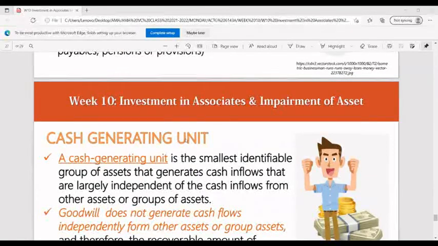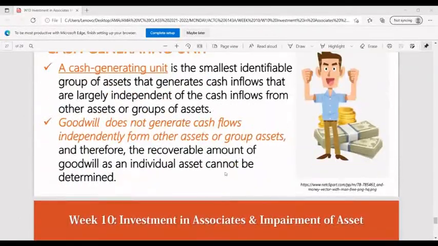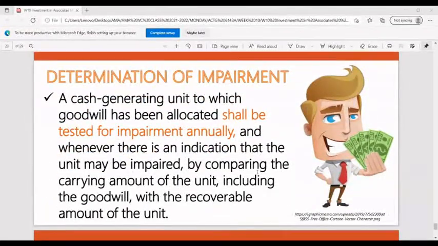The cash generating unit is the smallest identifiable group of assets that generates cash flows that are largely independent of the cash inflows from other assets or groups of assets. Goodwill does not generate cash flow independently from other assets or groups of assets, and therefore the recoverable amount of goodwill as an individual asset cannot be determined. So for the determination of impairment, a cash generating unit to which goodwill has been allocated shall be tested for impairment annually, and whenever there is an indication that the unit may be impaired, by comparing the carrying amount of the unit, including the goodwill, with the recoverable amount of the unit.